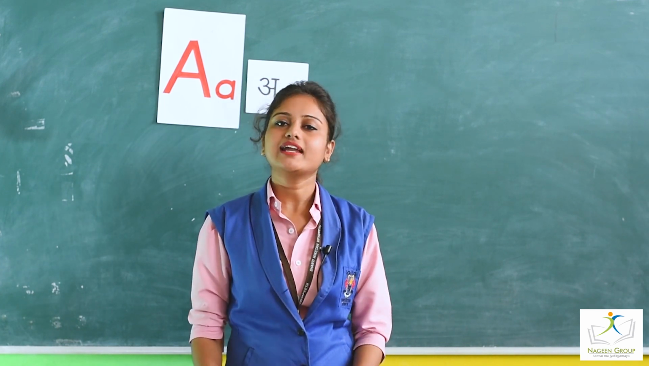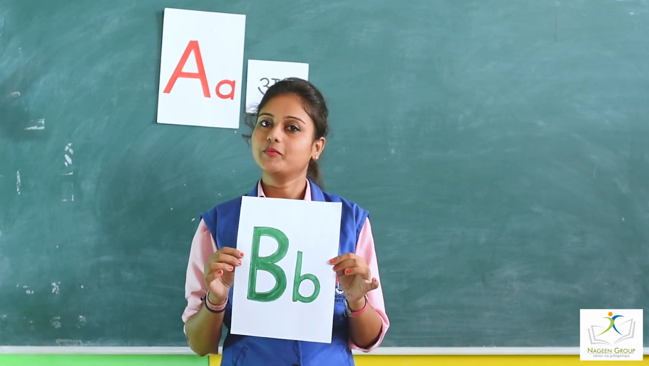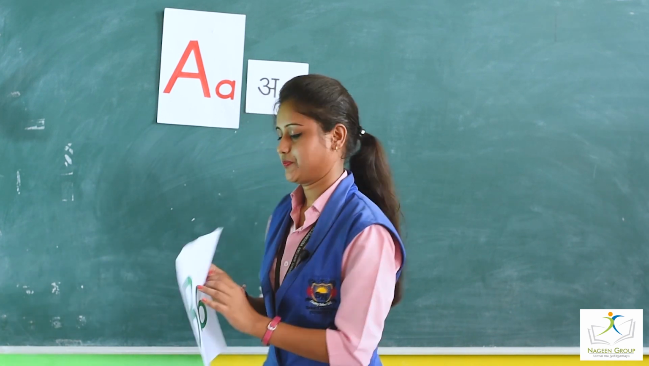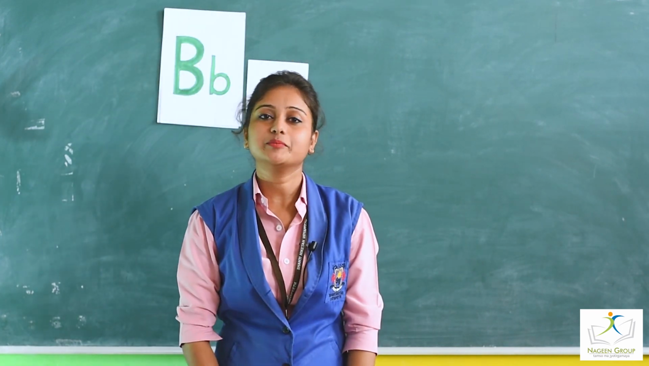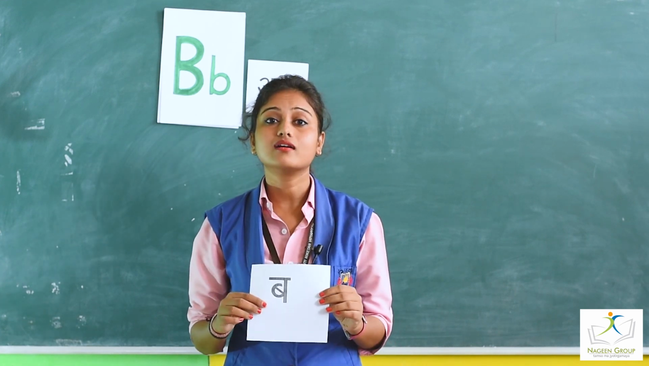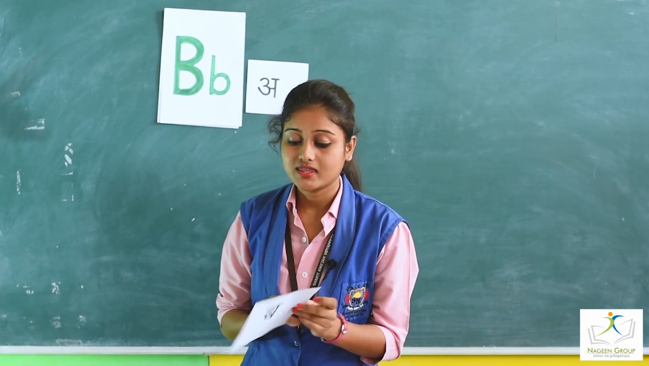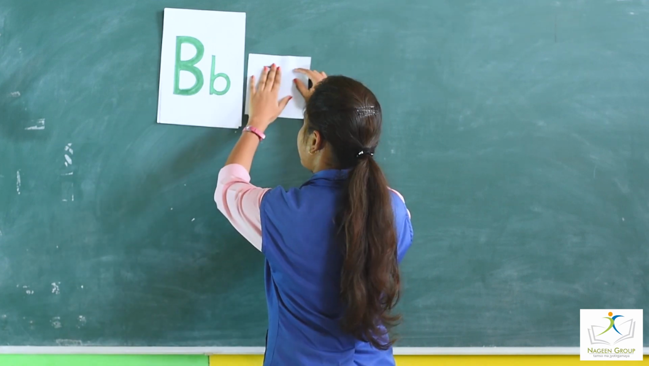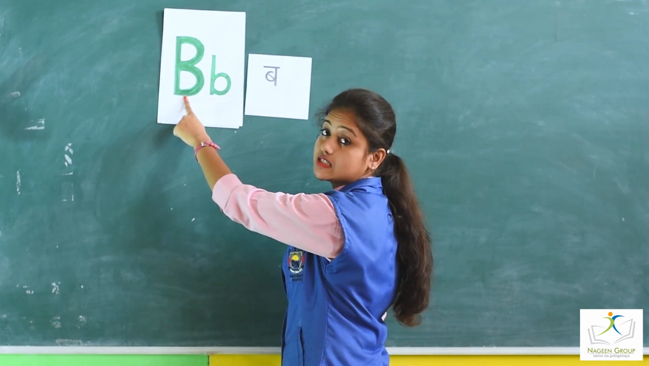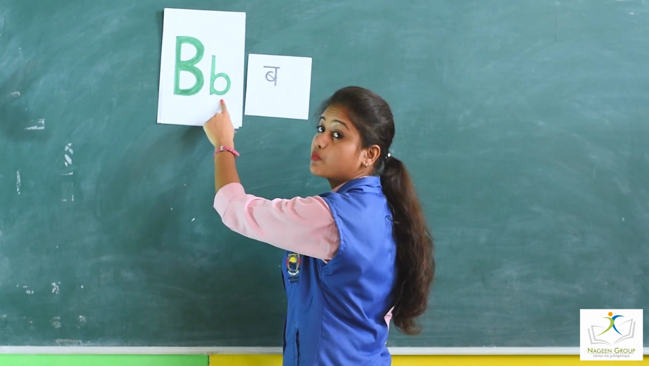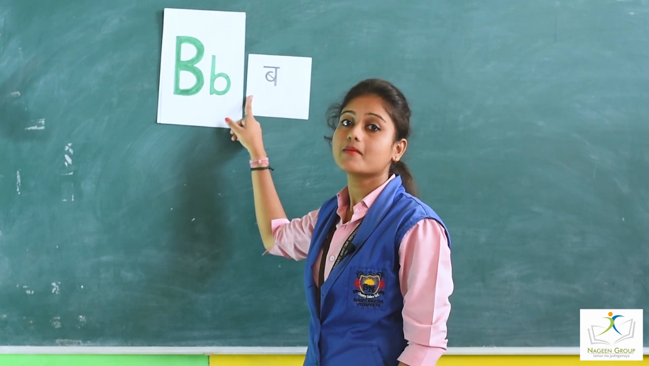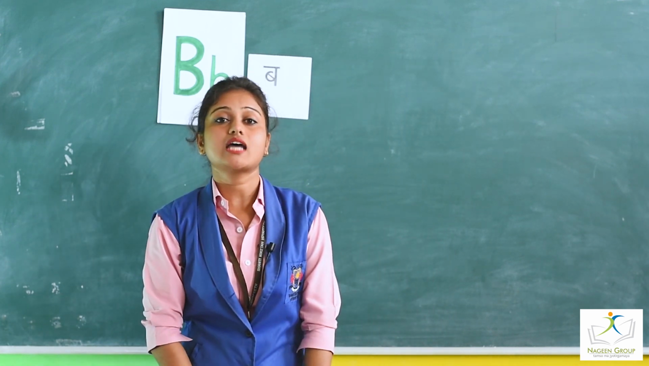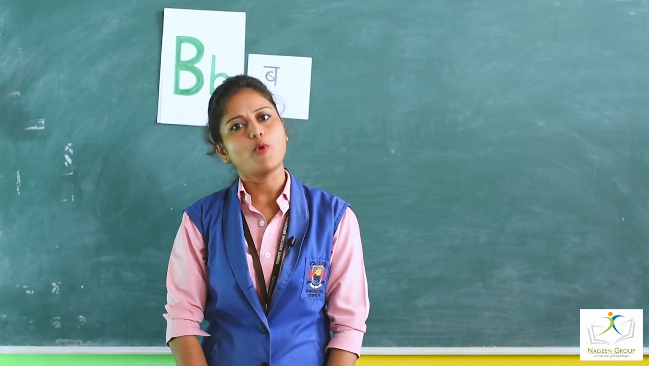Next we have the second letter of the alphabet and it is letter B. Okay, what is the sound of letter B? It's B. The sound of letter B is B. What is this? This is the B and this is small b. The sound of letter B is B. What are the words that start with letter B? It's boy, ball, basket, etc.